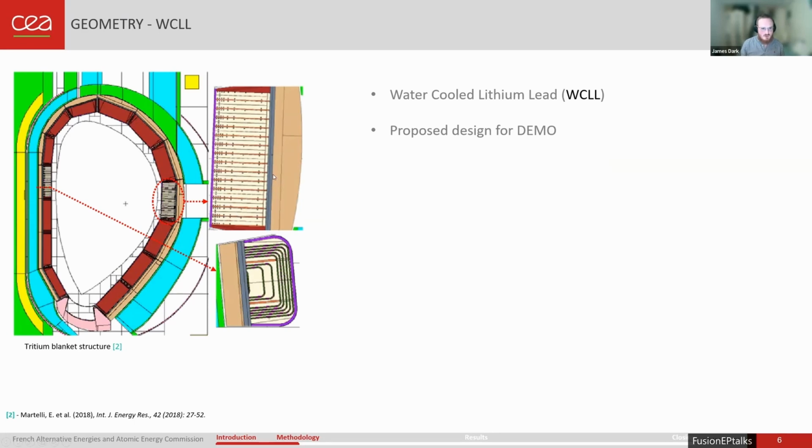And in each case, we're going to have our liquid lithium lead. For a water-cooled lithium lead design, the lithium lead breeder will flow in from the rear side, coming towards the plasma, where it'll interact with neutrons coming in, and the flow will go back up and return off to then be processed to recover any tritium and heat. So this is one of the proposed designs for DEMO.